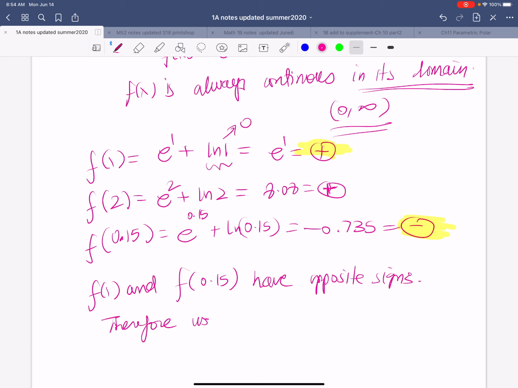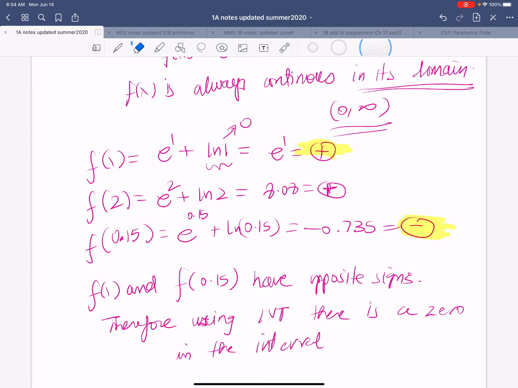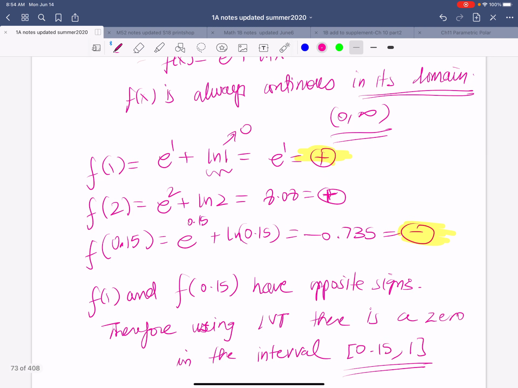Therefore, using IVT, there is a 0 in the interval. It didn't ask us to find the 0, so I'm not going to do the work to find the 0. So there is a 0 in the interval from 0.15 to 1. There is a 0 for that equation.